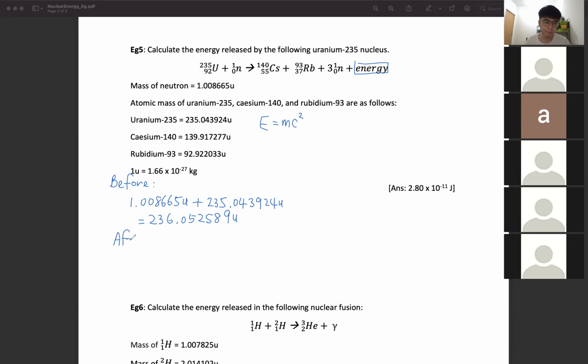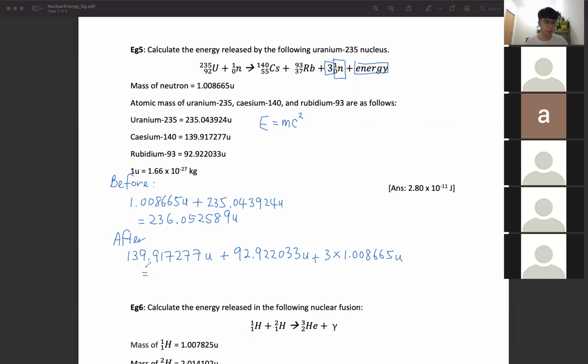After, then we calculate this one, caesium 139.917277 u plus rubidium 92.033 u, and then plus this one, be careful, neutron, but we got 3 neutrons, so you need to multiply it. 3 times 1.008665 u.